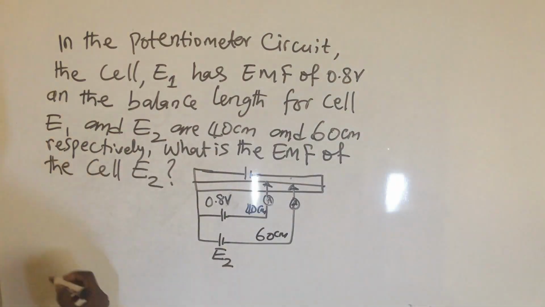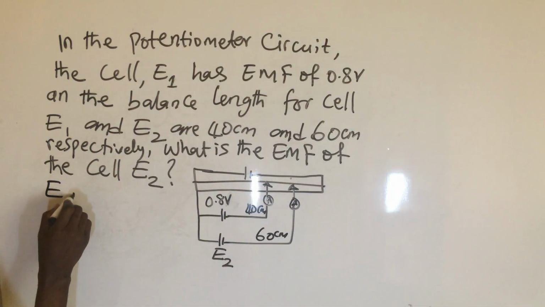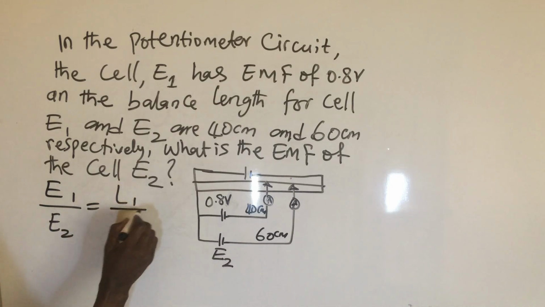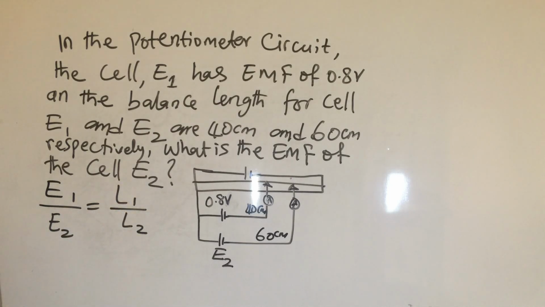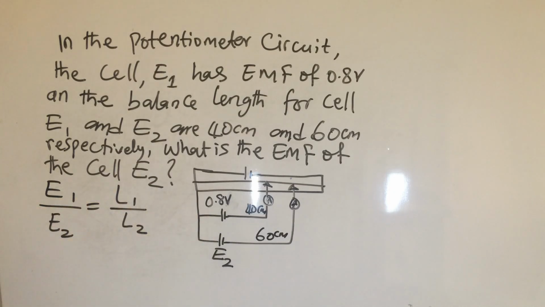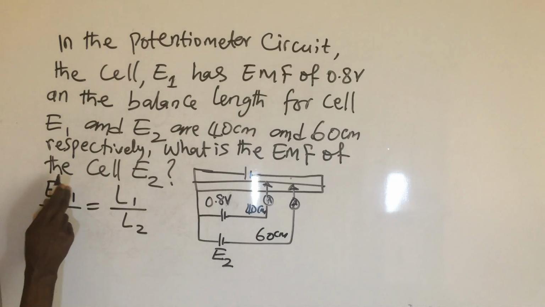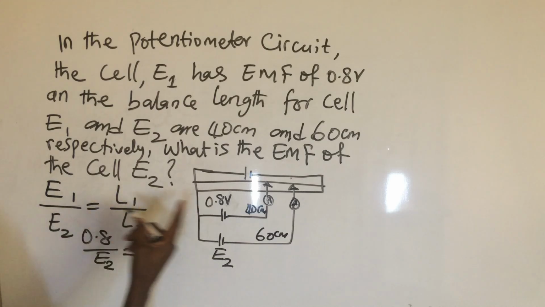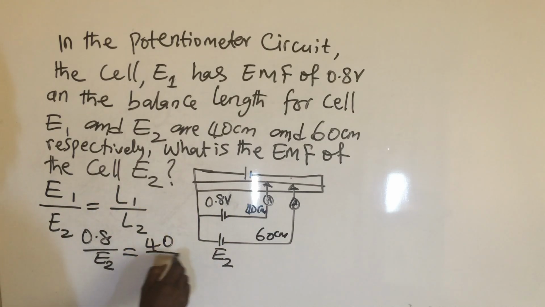Now, the formula is E1 all over E2 equals to length 1 all over length 2. This is the two battery we are comparing, right? E1 and E2 and their balance points. So if we continue, our E1, they have given it out to be 0.8 all over E2, which we are looking for, equals to L1 is 40 all over L2, which is 60. We now do cross multiply, okay?